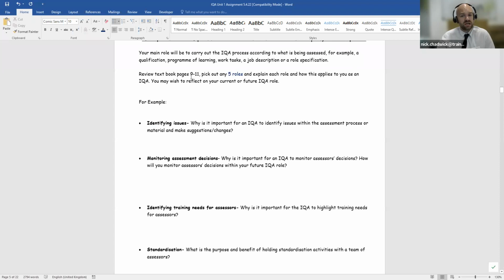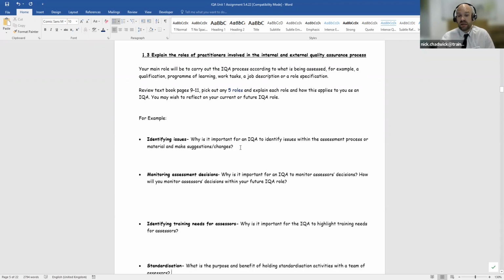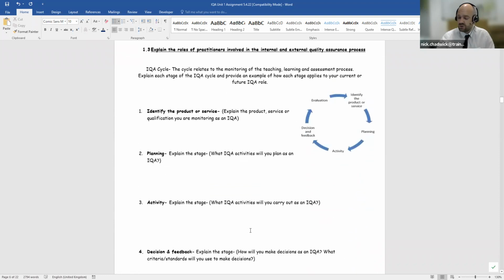But do have a look at textbook pages 9 to 11. There are many, many different roles of an IQA there, and pick out 5 and just explain them. And once again, do include any examples from your current practice as well. Okay, we are doing a very, very good job on our Unit 1 assignments and staying with criteria 1.3.